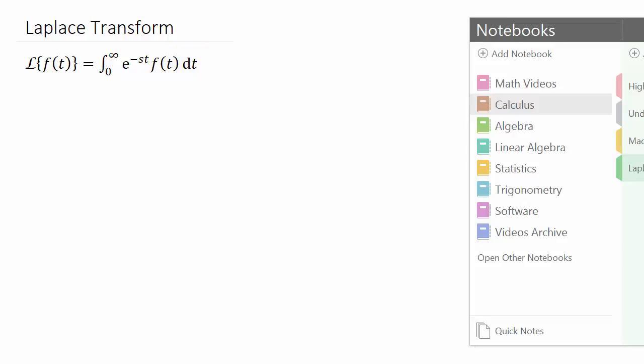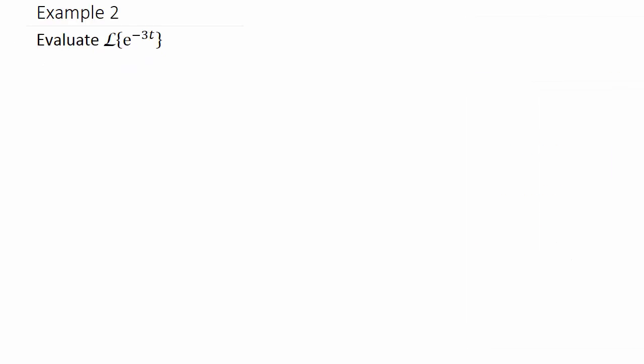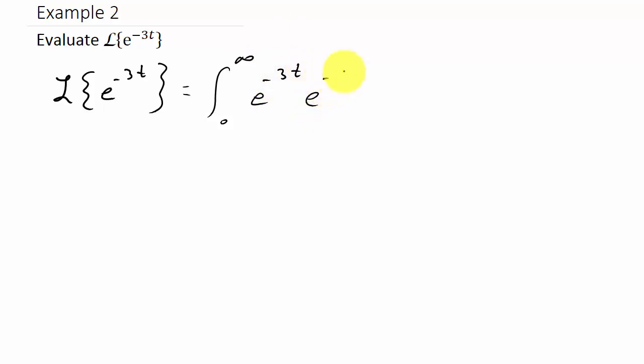Alright, so let's look at our second example. We want to evaluate the Laplace transform of e to the negative 3t. So we have the Laplace transform of e to the negative 3t. That's going to be the integral from 0 to infinity of e to the negative 3t times e to the negative st dt. Alright, so if I multiply these together, remember we have like bases, so we add the exponents.